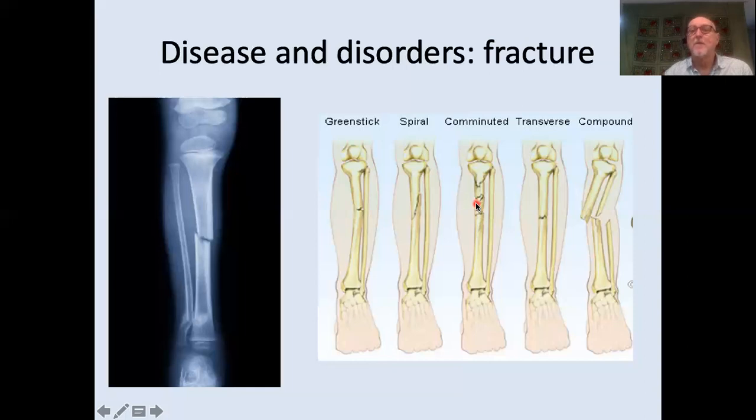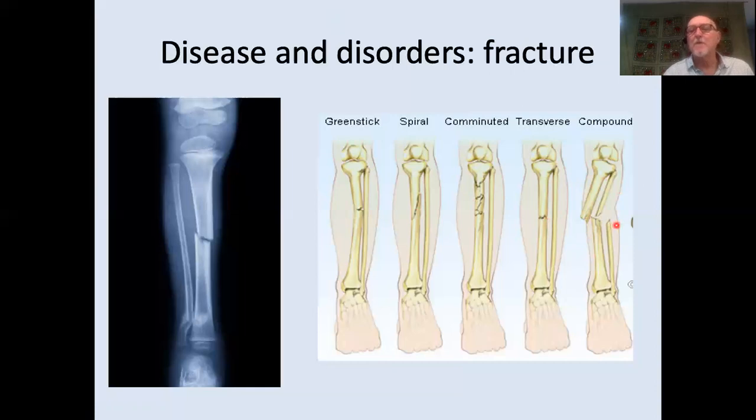the bone. A transverse fracture is rather similar to the spiral, excepting it goes straight across. It goes straight across the bone. Now, the most dangerous of all of these is this one here. This is a compound fracture.